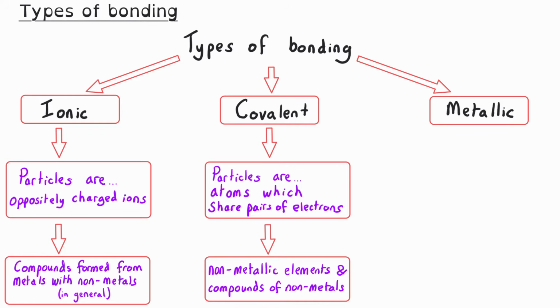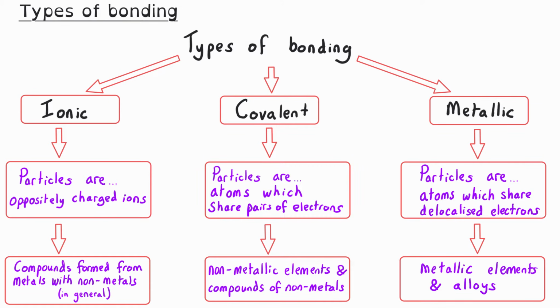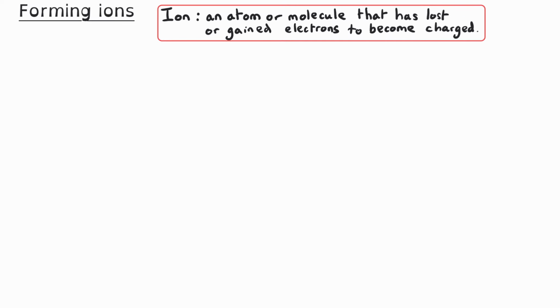In metallic bonding, the particles are atoms which share delocalized electrons, and this type of bonding occurs in metallic elements and in alloys. To understand ionic bonding, we need to first remember what ions are.